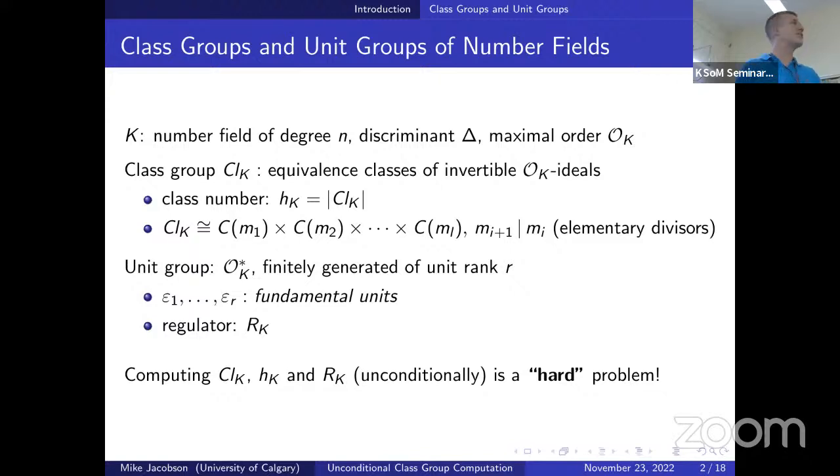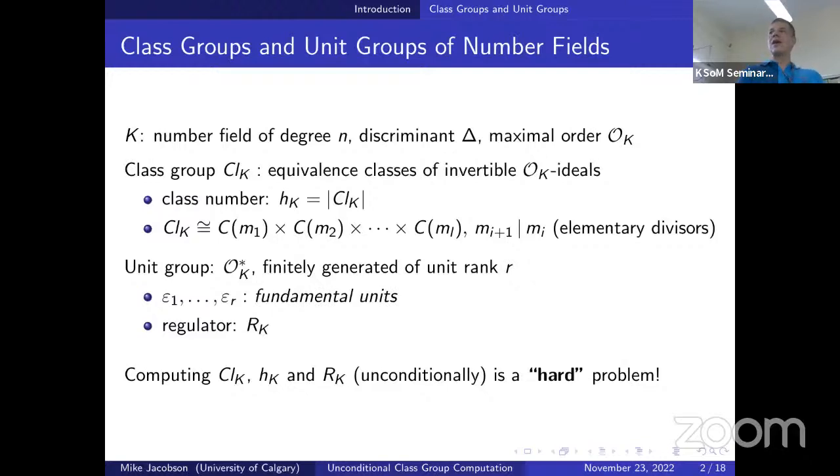Let K denote a number field of degree n, discriminant Δ as usual, and O_K the ring of integers of the field. The class group, as we all know, is the group of equivalence classes of invertible O_K ideals. It's a finite abelian group, as we all know. The class number is its order.